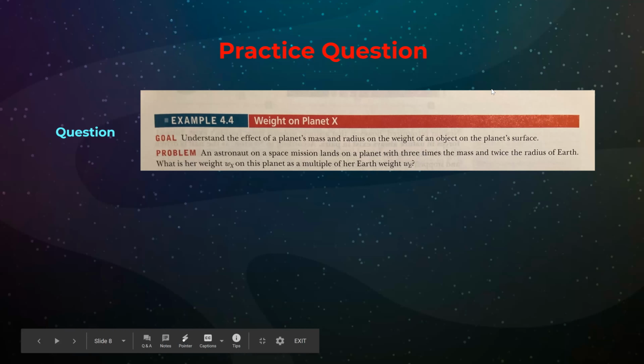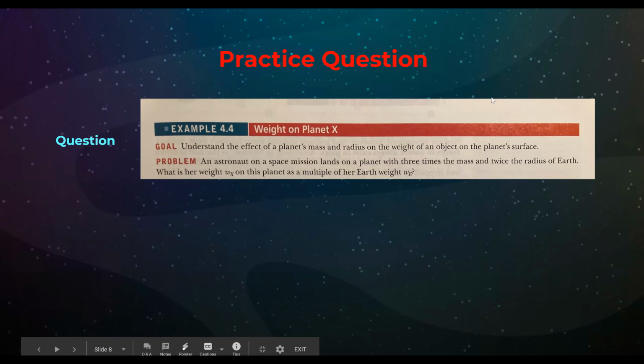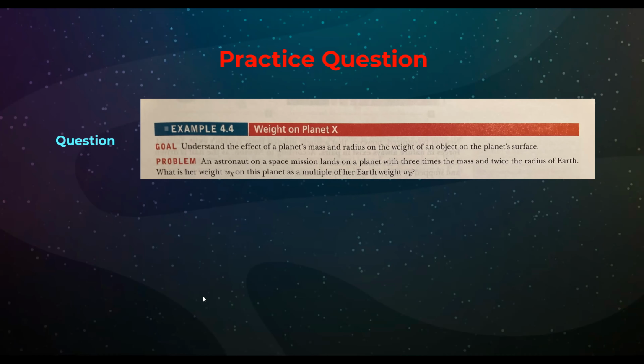The problem is, an astronaut on a space mission lands on a planet which is 3 times the mass and twice the radius of the Earth. What is her weight, which is W sub x, on this planet as a multiple of her Earth weight, W sub e?